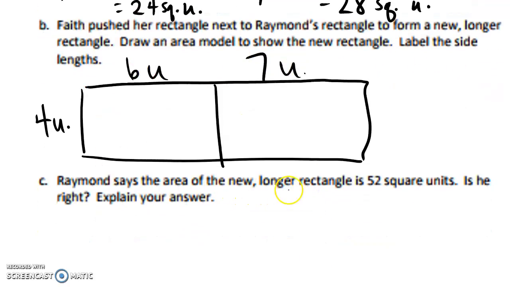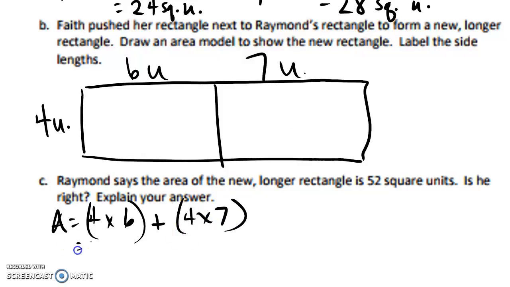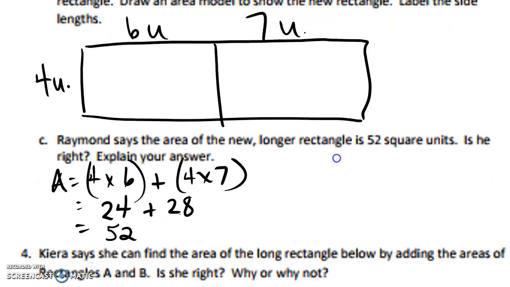Raymond says the area of the new longer rectangle is 52 square units. Is he right? What do you think? Let's figure it out. Area of this rectangle is 4 times 6 plus this rectangle is 4 times 7. So 24 plus 28. What do we get? 20 and 20 is 40, and 4 and 8 is 12, so 40 plus 12 is 52. Yeah. And that's what we get when we add those two together. So we have to explain it.